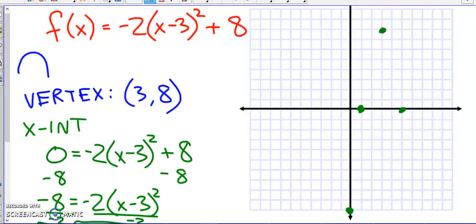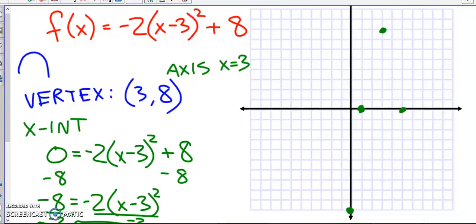By the way, one thing we didn't write down, what's the axis of symmetry? And h in this case would be 3. So the axis of symmetry would be x equals 3. It would be this vertical line right here. So every point on there has its mirror image on the other side of that line.